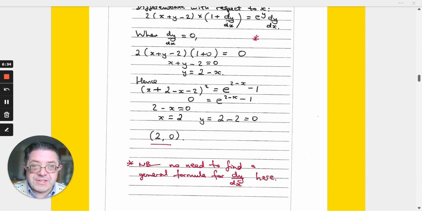So no need to find the general formula for dy/dx here. The danger is you will rearrange and get it wrong. It's easier to substitute in the value of 0.